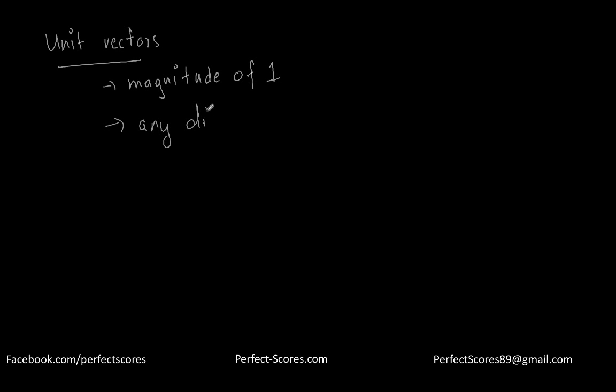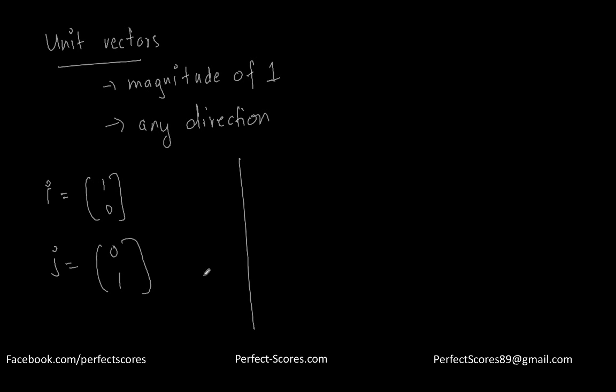Two classic examples that I will give you would be vector i with 1 and 0 and vector j with 0 and 1. So geometrically they actually are like this. So this is vector i with 1 and 0, right? And this is vector j with 0 and 1. So these are the two unit vectors which are there. But you know what? Unit vectors can actually exist in infinite number of ways.